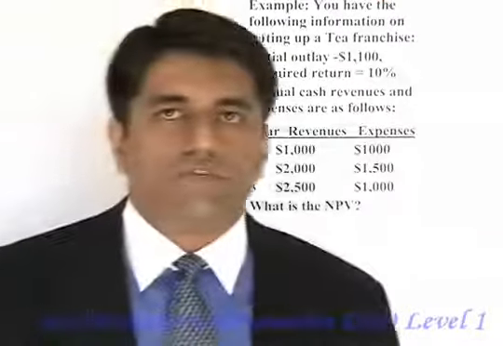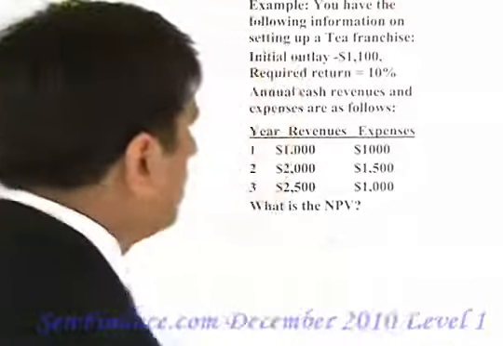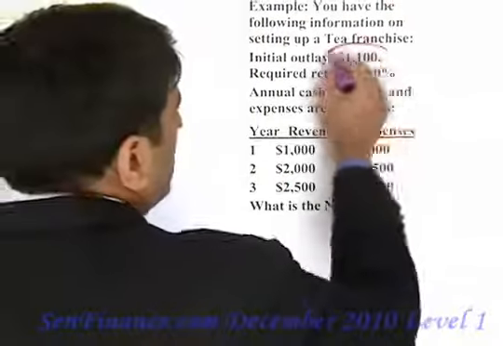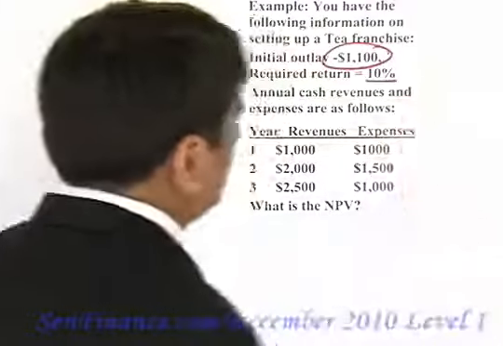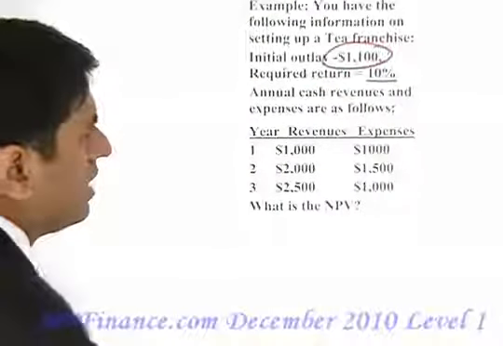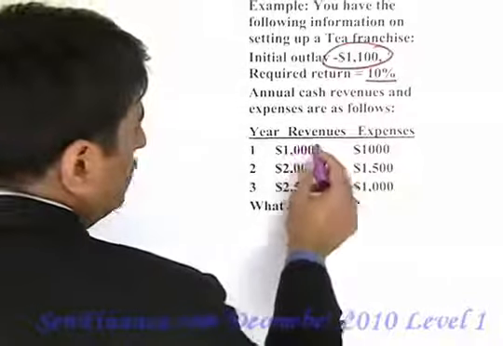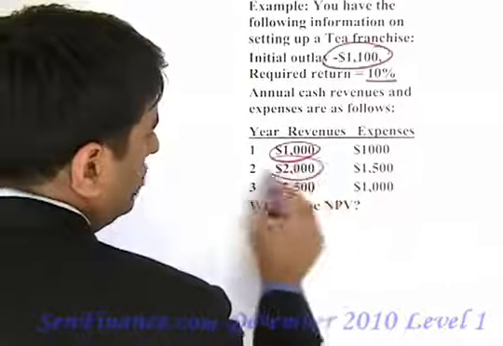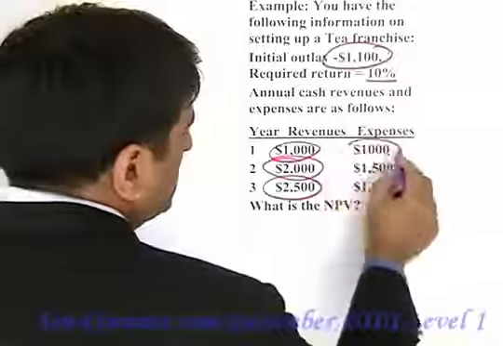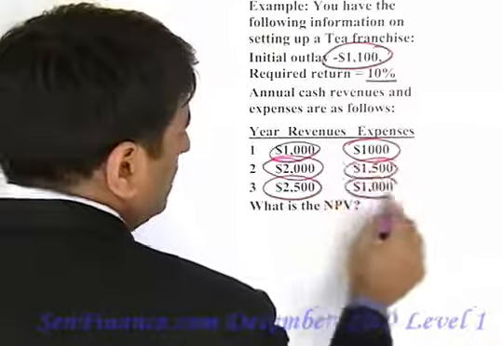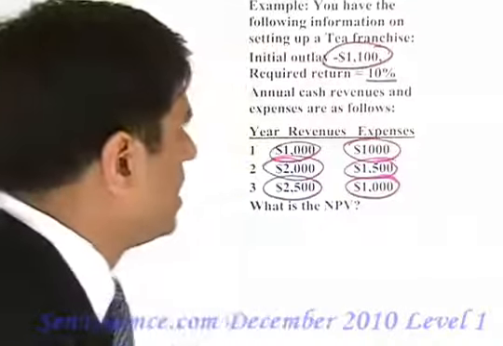So here is our very first question with NPV. You are setting up a franchise. The initial outlay is $1,100. Your required rate of return is 10%. Your revenues for the first year will be $1,000, second year $2,000, and third year $2,500. Your expenses are $1,000, $1,500, and $1,000. The question asks what will be the NPV of this project.